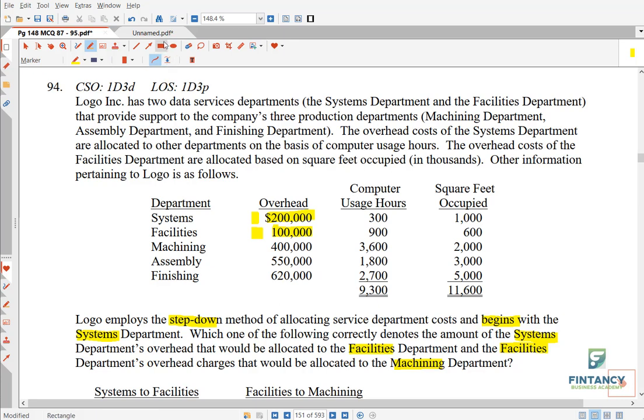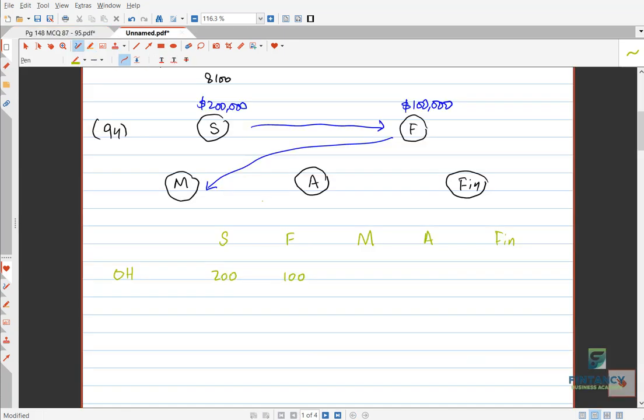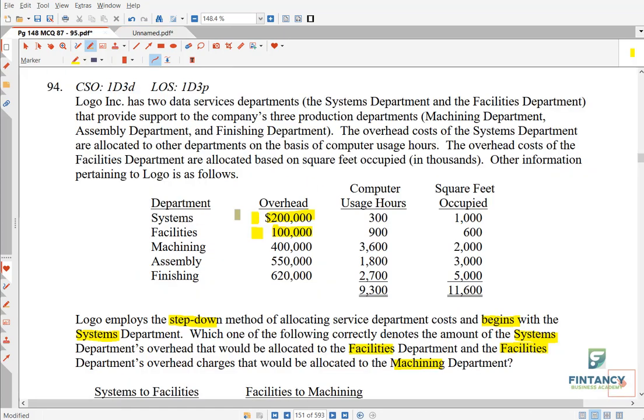So in the step down method, what do we do? Remember, we will go to the finishing, but from finishing, we cannot come back to systems. This is the story in short. So can anyone tell me how much percentage of the service S is giving to F? Let's see. Systems. Remember, for systems, what is the base? The base is computer hours, right? And for facilities, what is the base? Square feet.